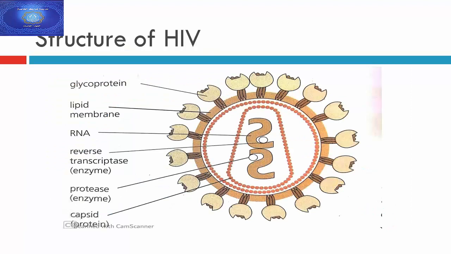HIV is a retrovirus. It is a group of retrovirus. You have heard that COVID-19 is a coronavirus. Corona is a group. Okay, like that, HIV is a retrovirus.